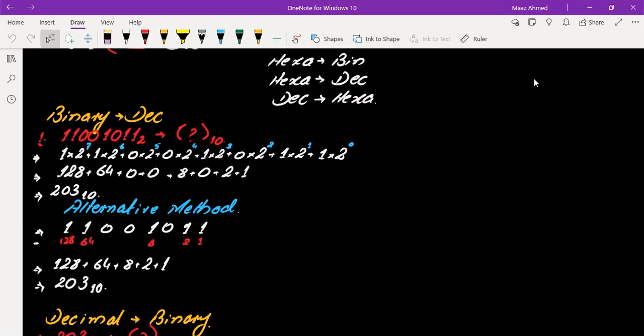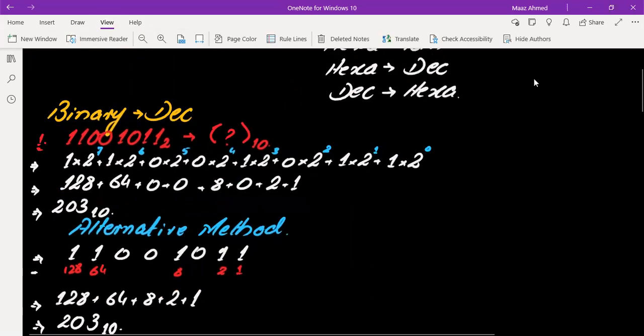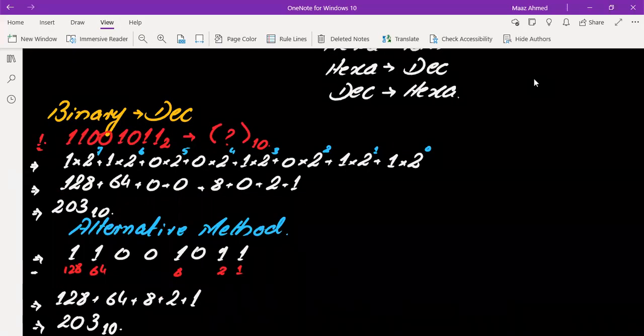11001011. That's a number for you guys in binary, and you need to convert that into decimal. What you simply need to do, or what I have done over here, you may see that I have multiplied each and every digit by 2, and I have given the power for the 2's from the right hand side. 2 power 0, 2 power 1, 2 power 2, 2 power 3, and so on till 2 power 7.